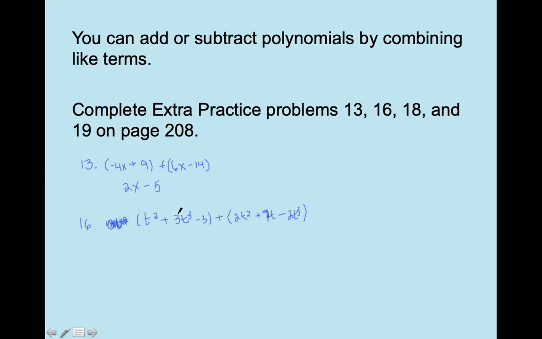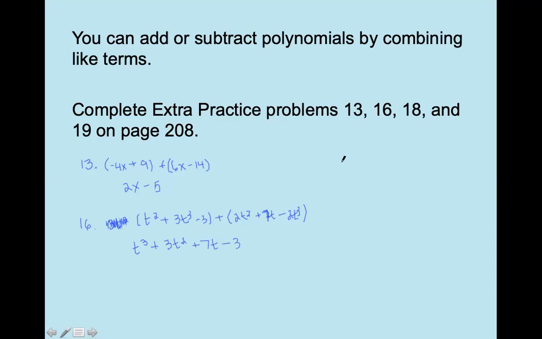So t cubed, I have 3t cubed minus 2t cubed is 1t cubed. I have a t squared over here and a 2t squared over here for a total of 3t squared. I have a negative 3 here, nothing to combine it with. I have a 7t here, nothing to combine it with. But I'm going to put it in standard form. So I'm going to put that 7t term first and then the negative 3. All right, let's look at number 18.